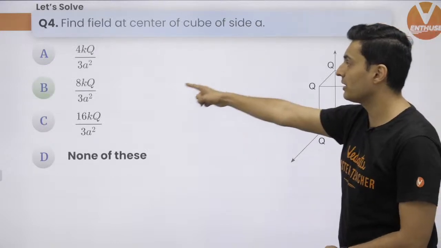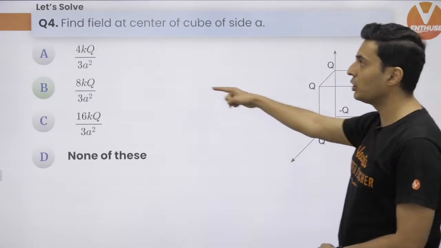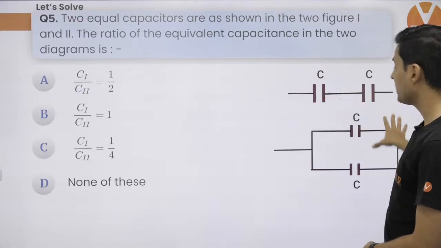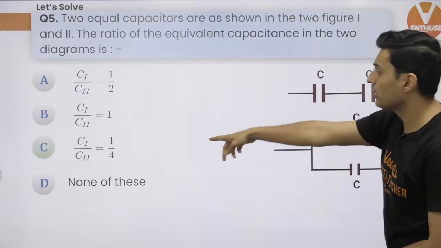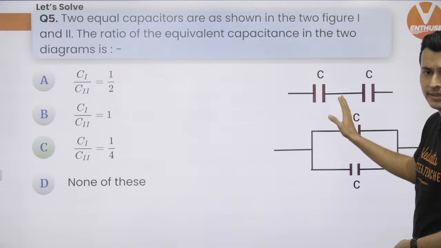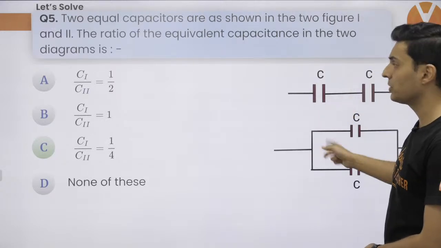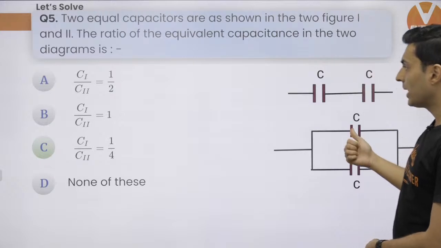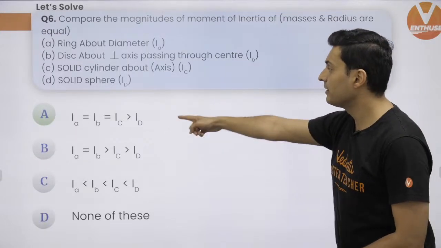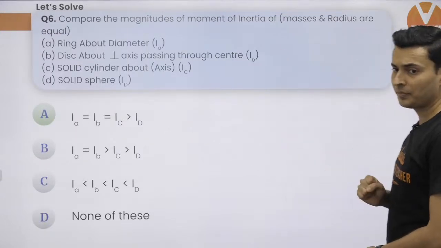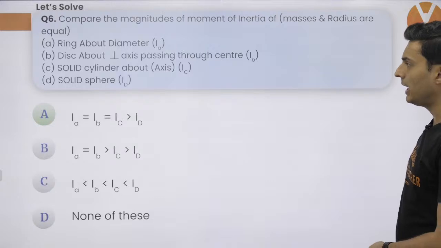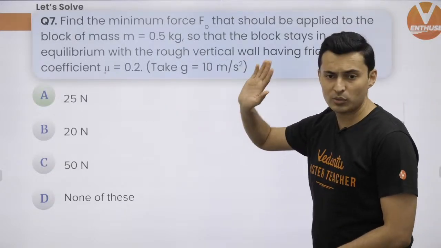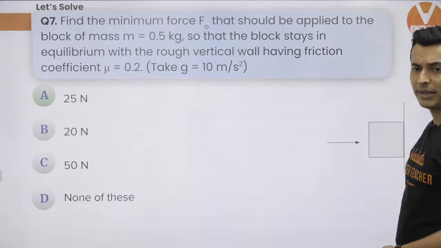Then question number 4, this was the answer, the one with charges and the cube. Then the one with capacitor, series and parallel, the answer was 1:4. I'm quickly going through all the questions so that in case you have missed any of the questions, you can have a look at it. And then question number 6, this was the answer. And then question number 7, you're pushing the block against the wall. The answer was 25 Newton.